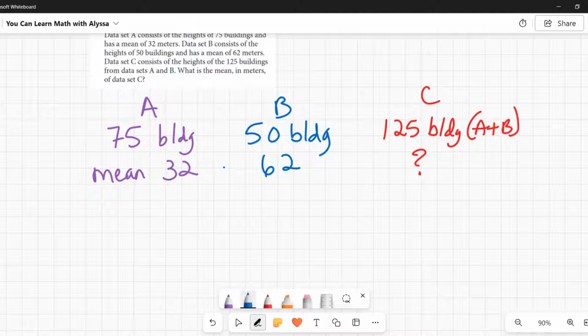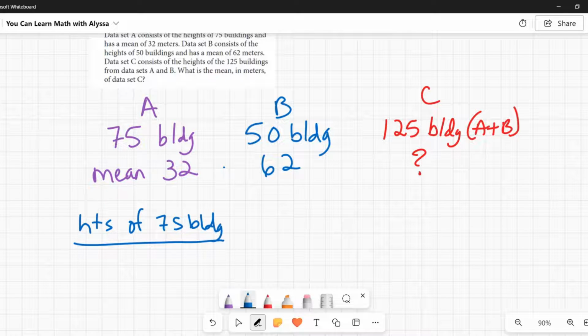All right, so they add up all those heights. So this is all the heights of the 75 buildings added together. Added all those together, and then they divided by how many buildings were added. That's 75, and they got the mean of 32.